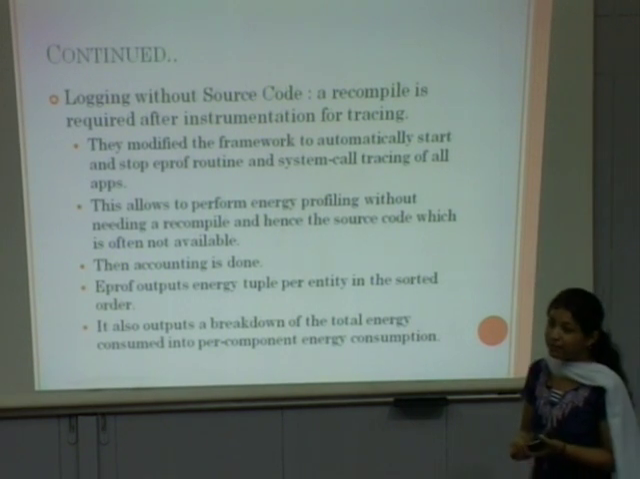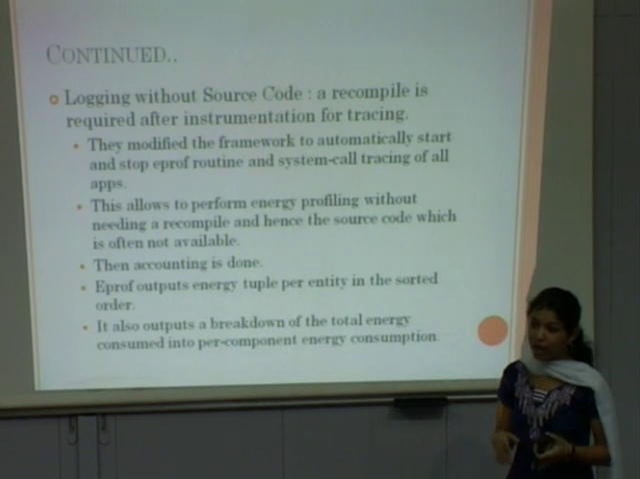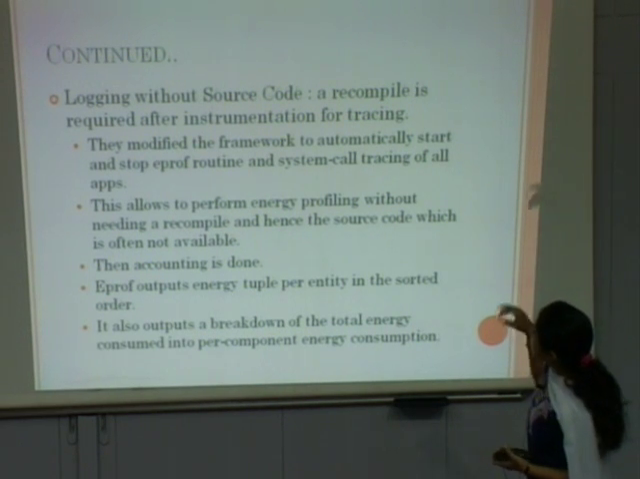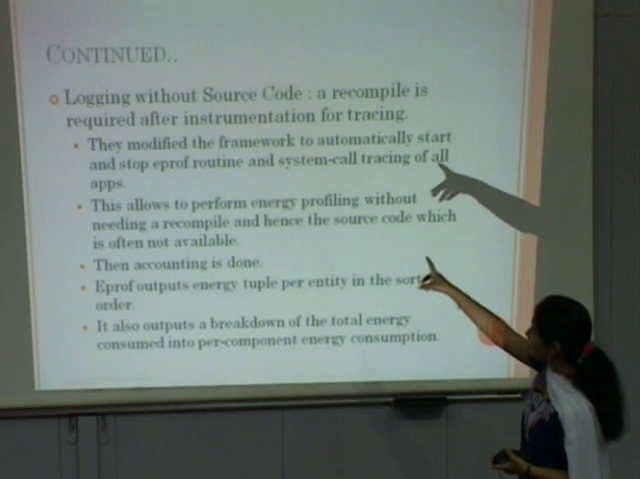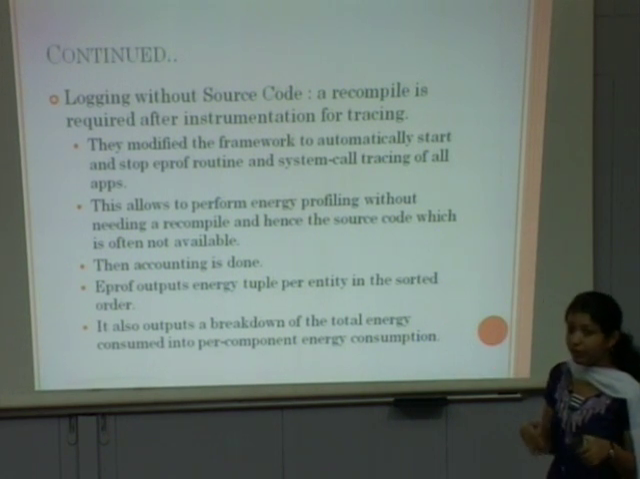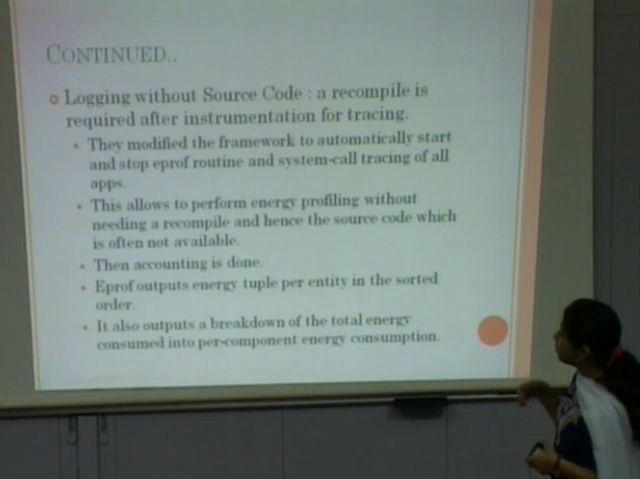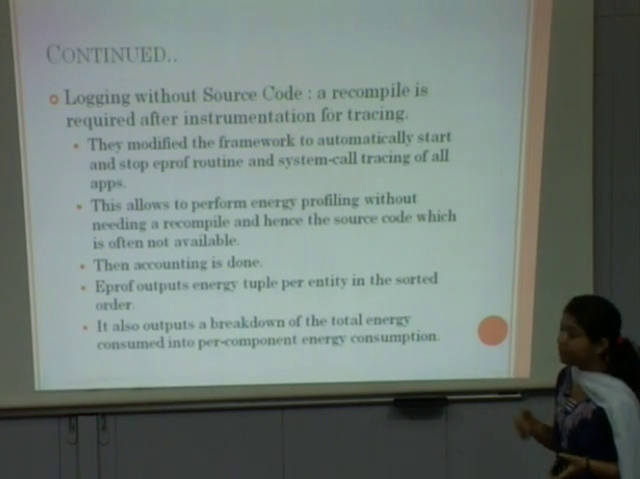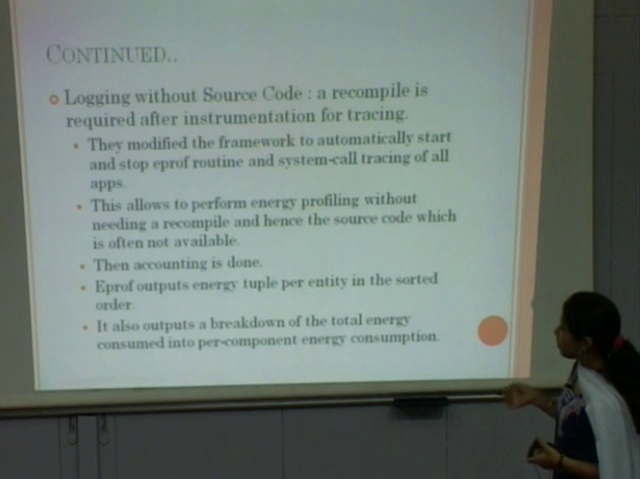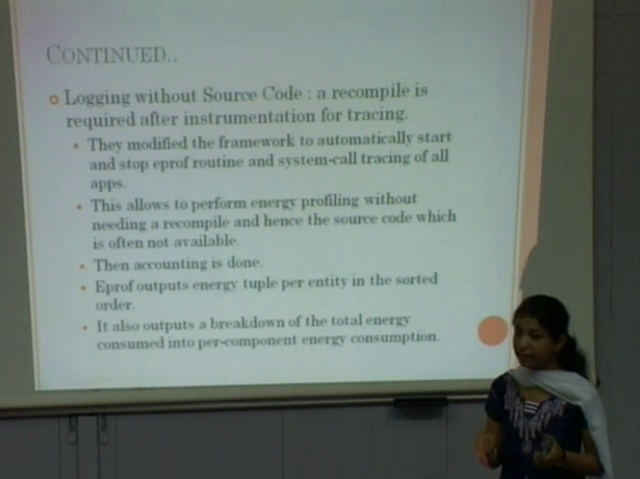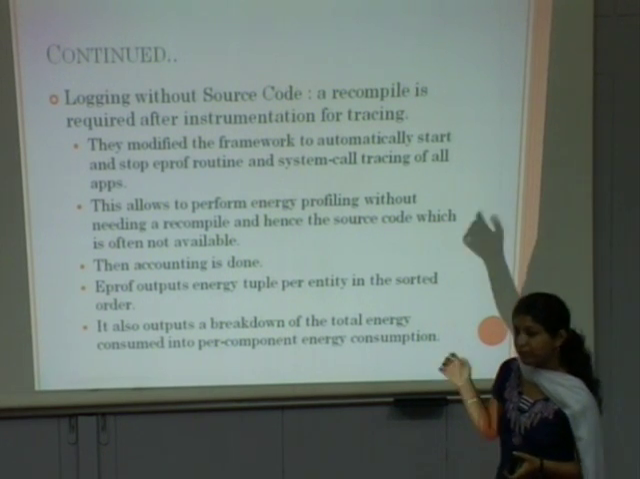Now what happens when there is an application like Angry Birds where the source code is not available? Then how do you trace and log all the events? So what they have done is modify the framework to automatically start and stop the EPROF routine and the system call tracing. Now the Android framework does all the work of call tracing and logging, and then it performs the energy profiling without needing a recompile of the application. And then the accounting is done. For a particular application, EPROF has to be started and then it accounts for the energy. The trace has to be replayed again. So the application framework does that.